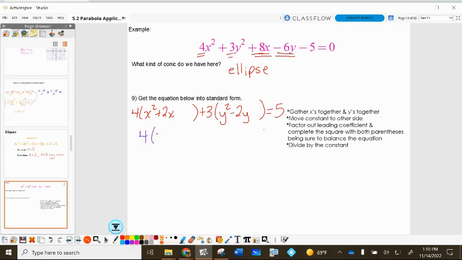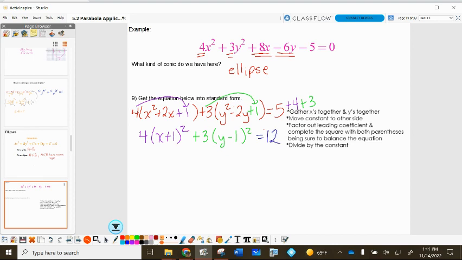So that's going to be 4 times x plus half that middle term. Now, when I square that, that's going to become plus 1, but remember that 4 distributes to it. So to balance that equation, I'm really adding 4 on the left, so I'm going to add 4 on the right. Okay, again, when I complete the square on this next one, it's going to be half that middle term, so that's 1. And when I square it, that'll be plus 1. But when I distribute that 3, I'm really adding plus 3. So I'll have to add plus 3 to keep it balanced. So that's going to equal 5 plus 4 is 9 plus 3 is 12.